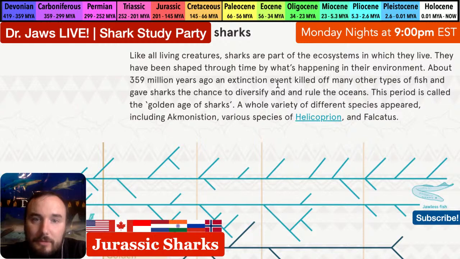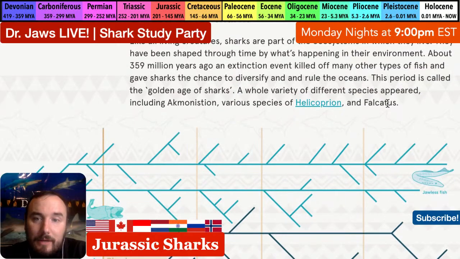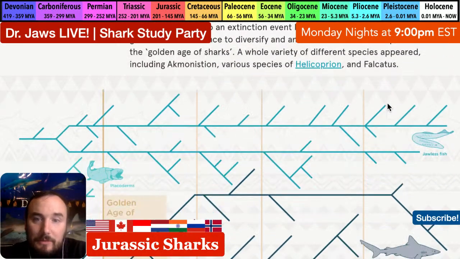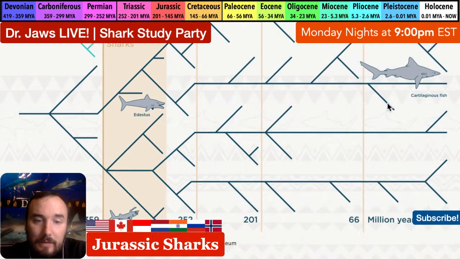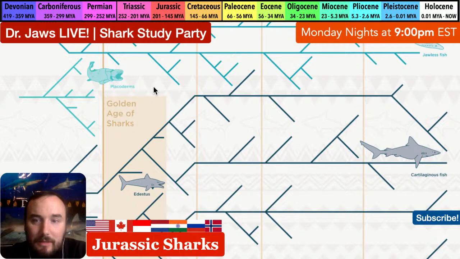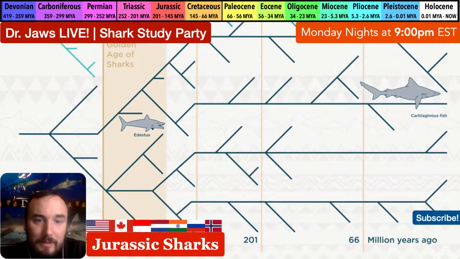Sharks, like all living creatures, are part of the ecosystems in which they live and are shaped over time by what's happening in their environment. About 300 million years ago, an extinction killed many types of fish and gave sharks the chance to diversify and rule the oceans. This period is called the Golden Age of Sharks. A whole variety of different species appeared, including Macmonastion and various species of Phoebodus and Bransonella. So this is still pretty far before the Jurassic period. The weird sharks that we saw, like the anvil shark or Falcatus, are from this period.